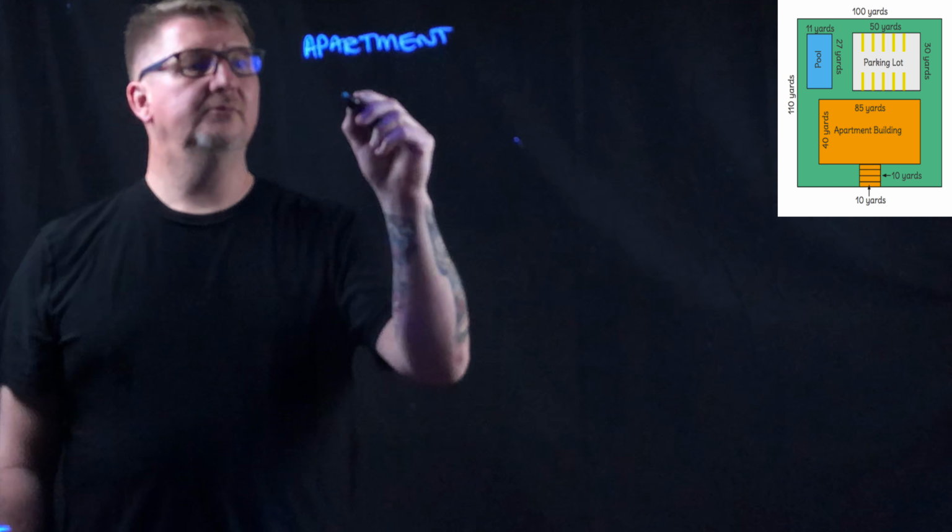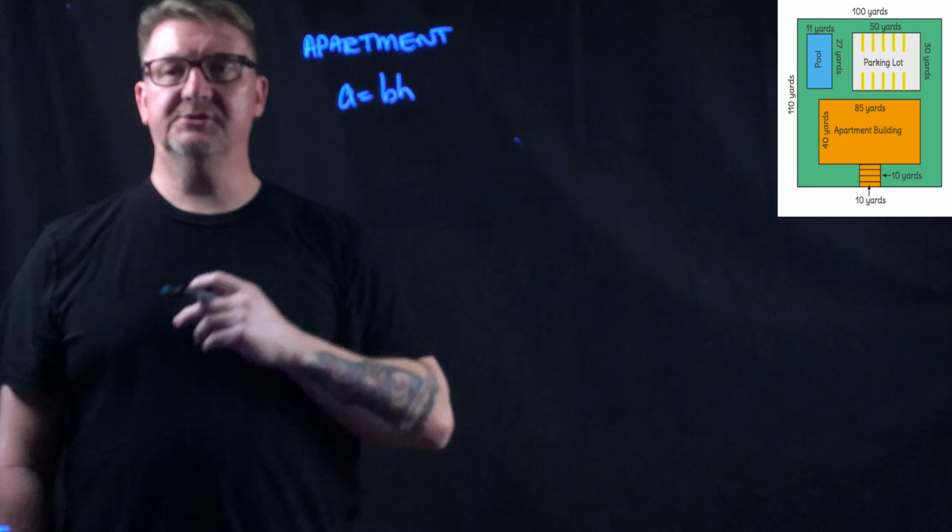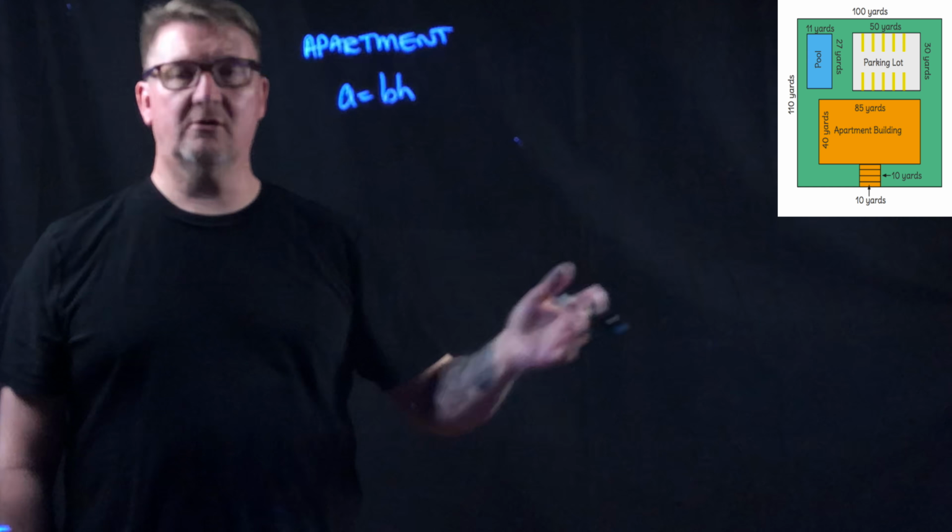First thing I want to do is the apartment complex. All right. So area equals, for rectangles, base times height, and all these shapes are rectangles. So I have 110 times 100. Area equals, and I'm just going to multiply these things together. And I know that when I'm multiplying by powers of 10, I just add the number of zeros that I'm multiplying by to the end.